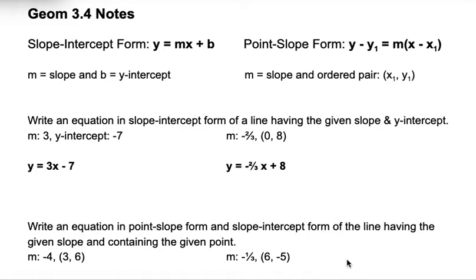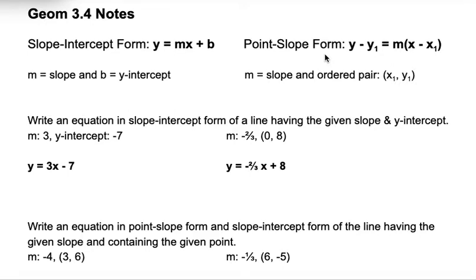Today we're going to talk about 3.4. We have two forms that we're going to do for explaining what a line does, or how we can tell what a line does. We have the slope-intercept form, which is the most common one that we tend to use all the time. Y equals mx plus b, where m is the slope and b is the y-intercept.